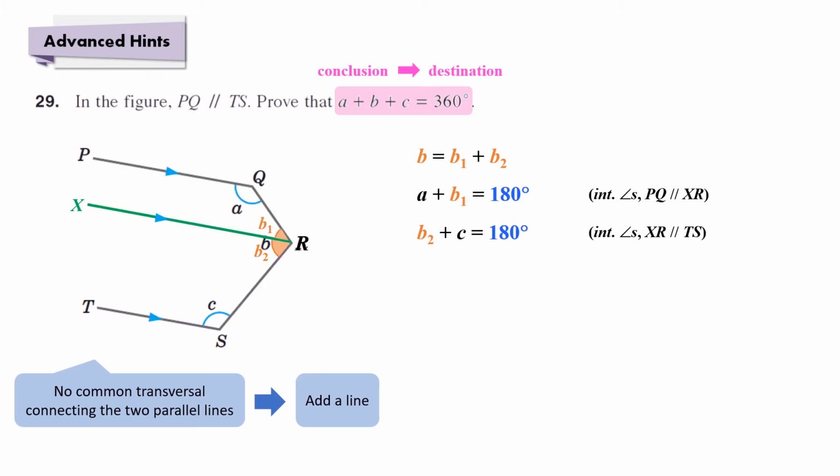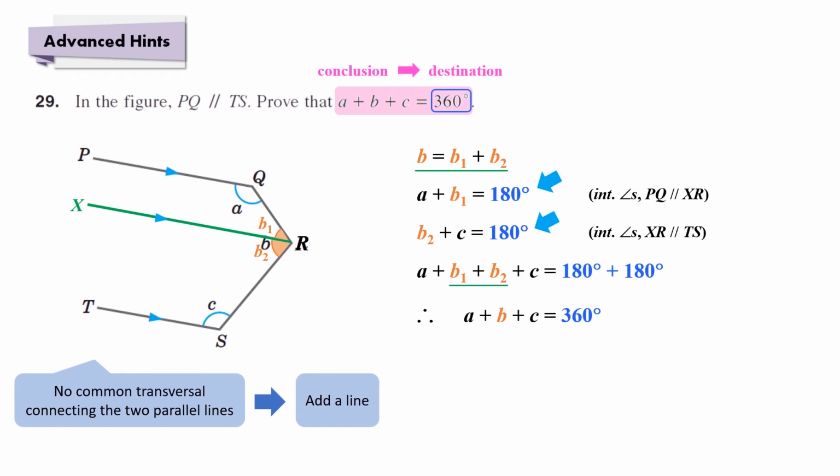How can we relate them to our destination? We see that there are two 180 degrees and one 360 degrees. Should we add the two equations together? Let's try. A plus B1 plus B2 plus C equals 180 degrees plus 180 degrees. Let's recall that B1 plus B2 equals B. We come to a conclusion. A plus B plus C equals 360 degrees.